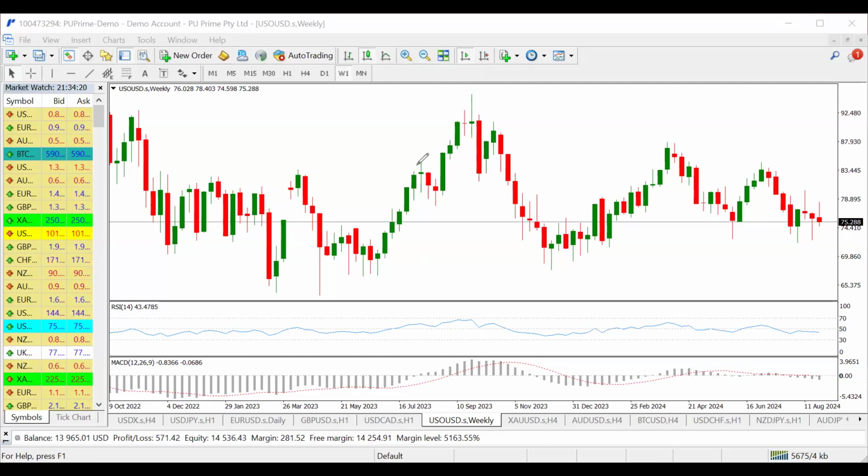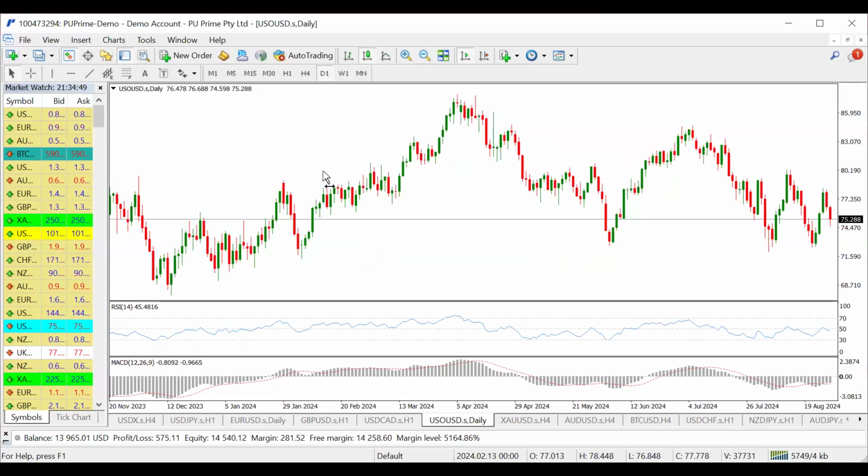This is a shoulder. This is a head. And this is a second shoulder. And this gave about 1,900 pips breakout on US oil to close the year 2023. Now, this is the head and shoulder on the weekly time frame. If you want to check it out on the daily time frame, you can do that. We just click on the daily time frame and we'll flip backwards.